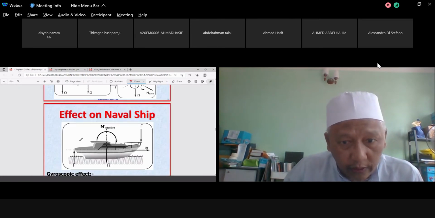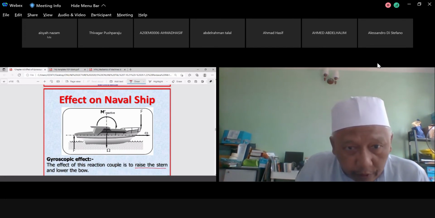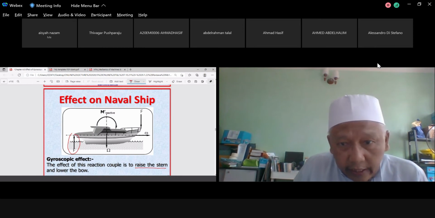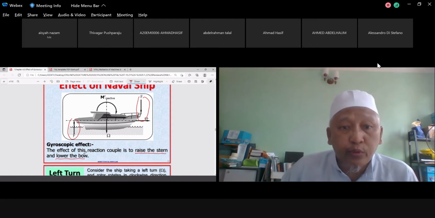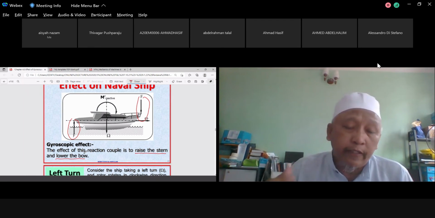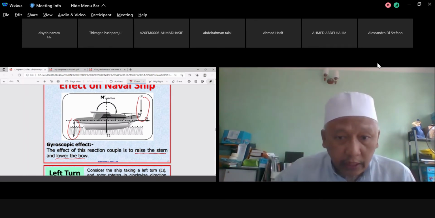And you can put it as raise the stern. Why the raise? Because it's pointing upward. And lower the bow, or dip the bow. Why? Because it's pointing downward. If you forget about raise the stern and lower the bow, you just put, the stern, or the rear end, pointing upward, then the front end pointing downward. Okay, that's all, inshallah.